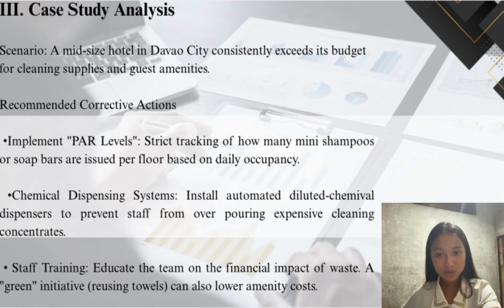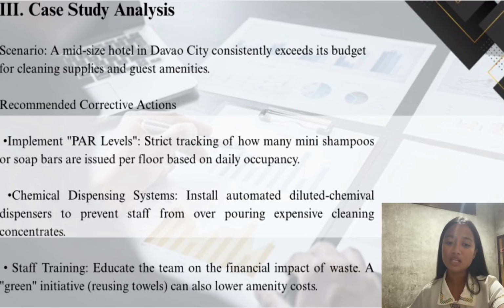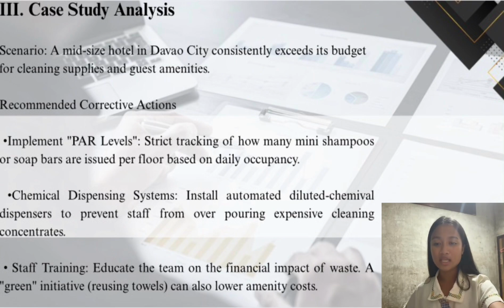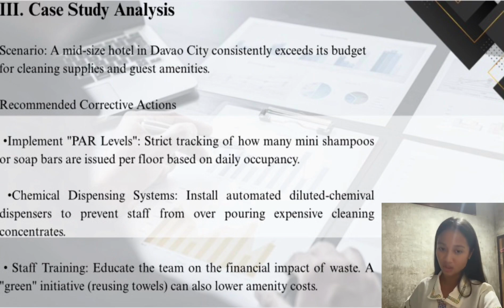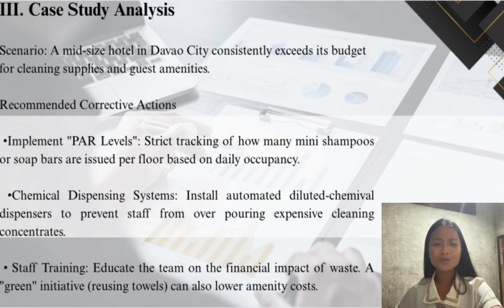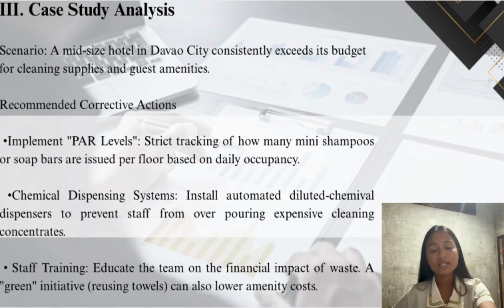For how it works, you teach the team that saving one towel a day adds up to thousands of dollars a year. You also use green rules, like asking guests if they want to reuse their towels instead of getting a fresh one every single morning. It helps because it saves money on laundry, water, and electricity, and makes the staff feel like they are helping the environment while they work.